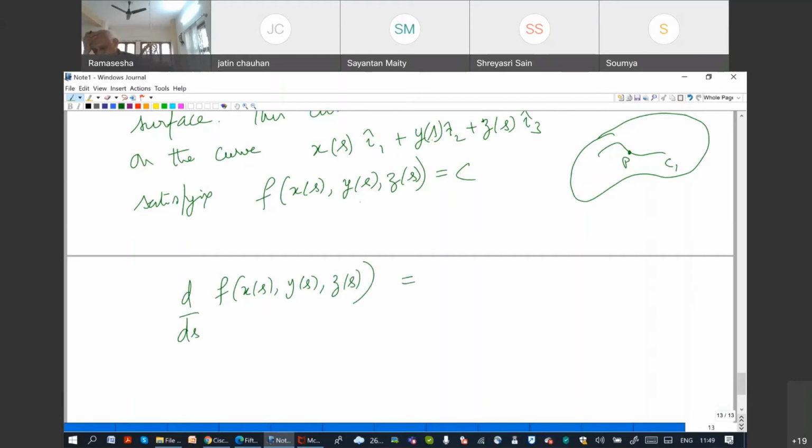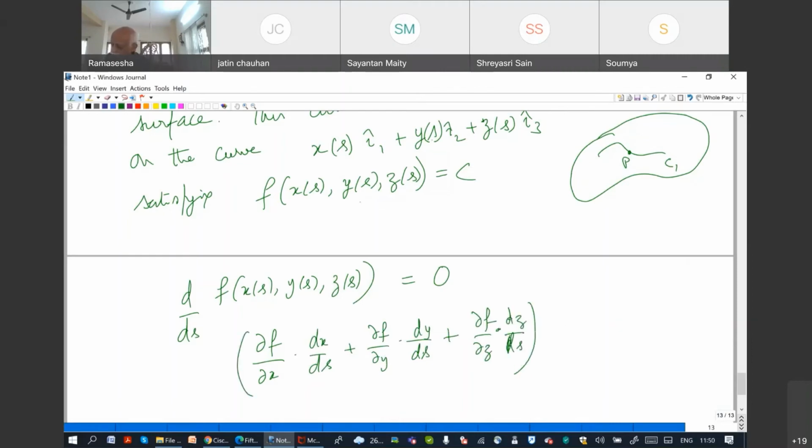What is the value of this? Zero, because this is a constant, right? And what is the left hand side? It is del f by del x, dx by ds, plus del f by del y, dy by ds, plus del f by del z, dz by ds is equal to 0, right? Am I right? Yes, sir.